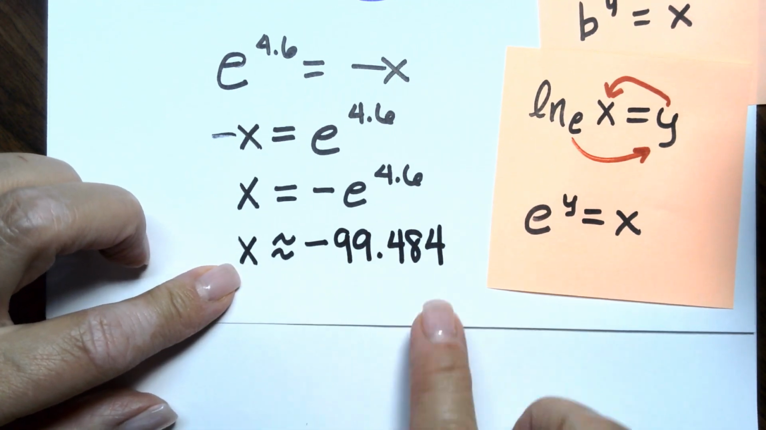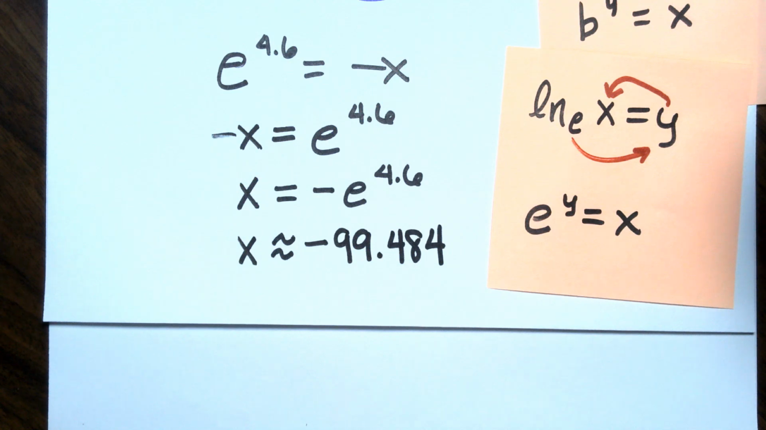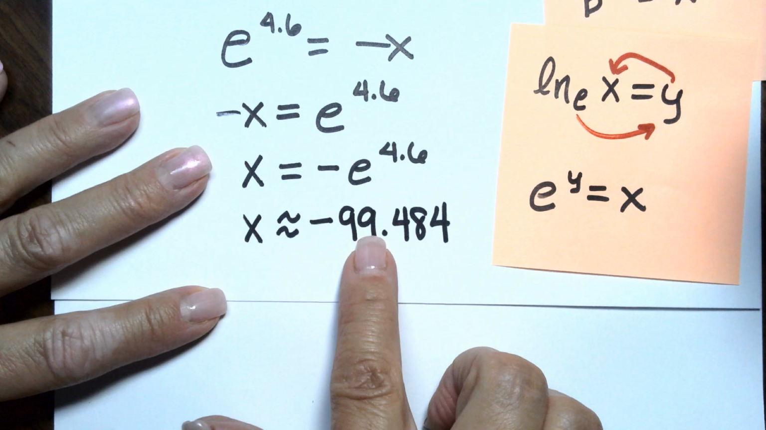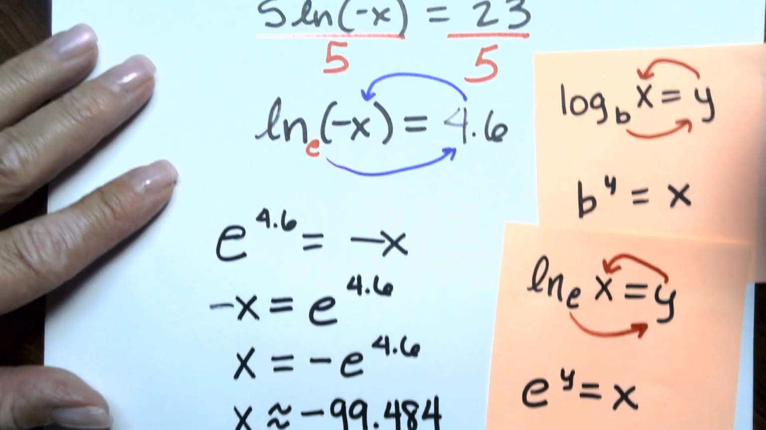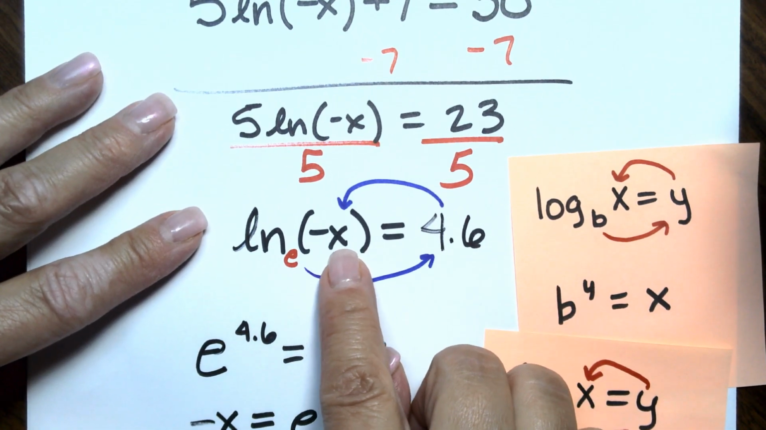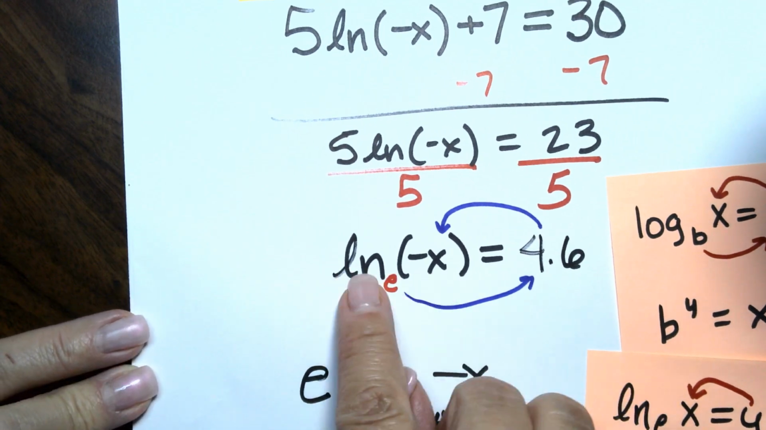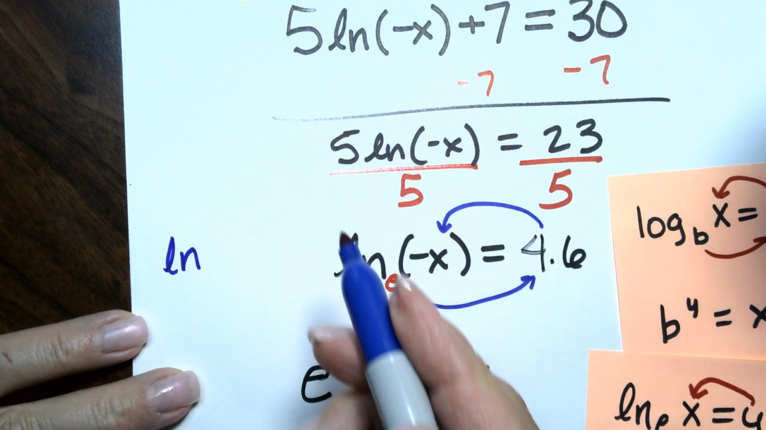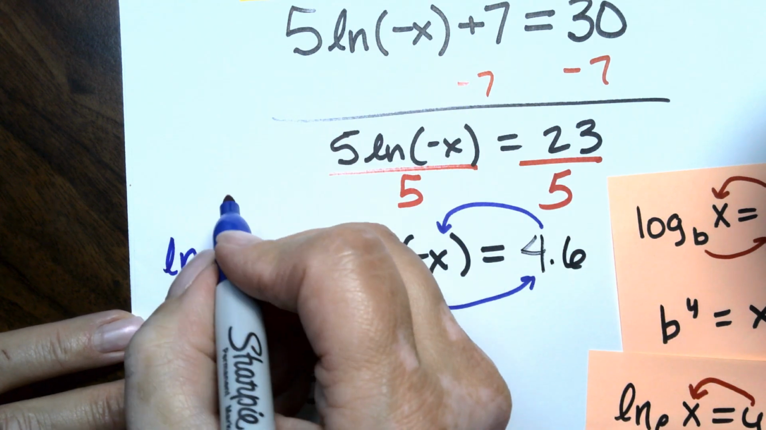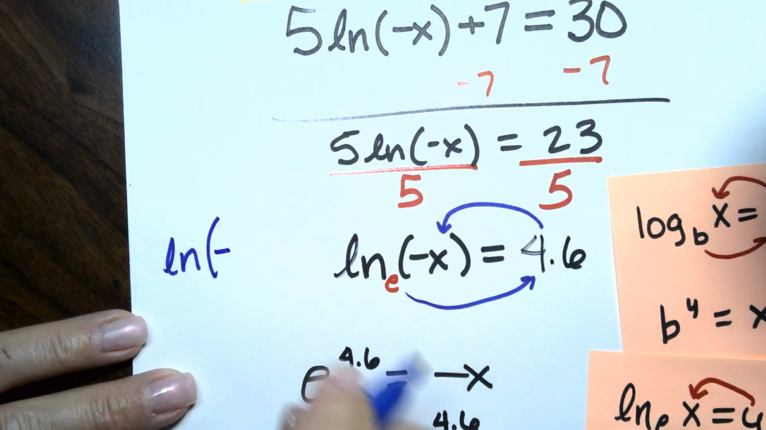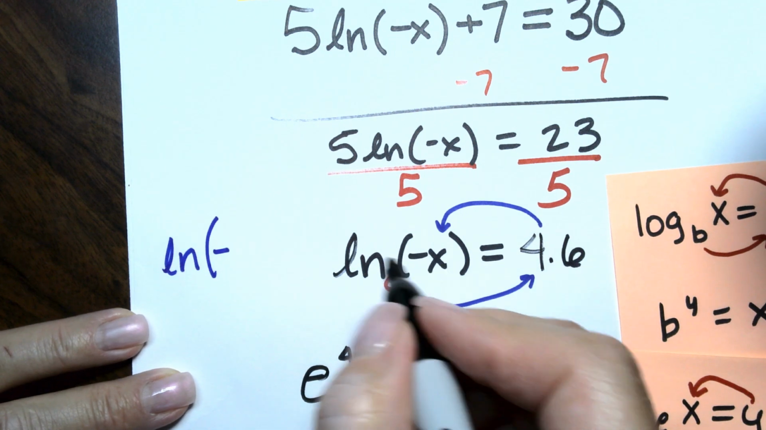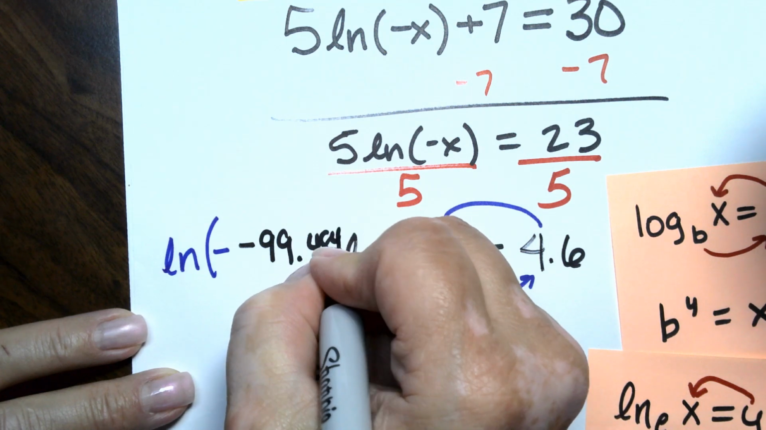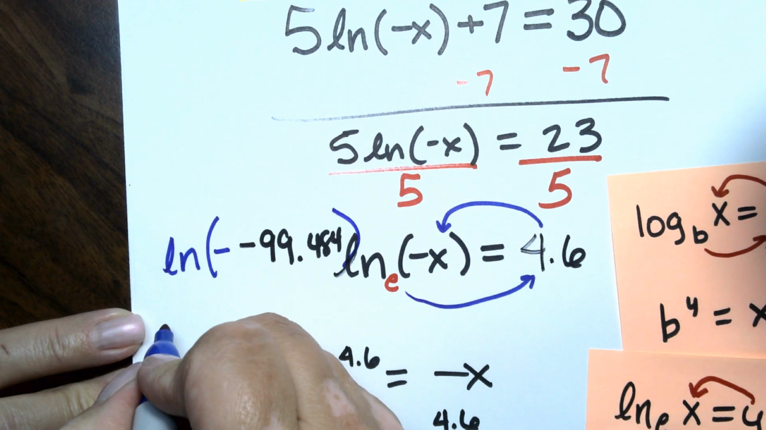Again, this is going to trigger somebody thinking, wait, I can't take the natural log of something that is negative. But remember, you're not taking a natural log of something negative because there was a negative x in here. What you're really doing at this spot right here, or at the very beginning even, is taking the natural log of a negative 99.484, which is going to turn positive.